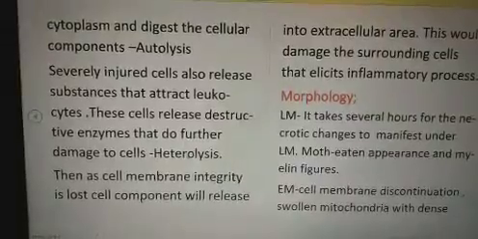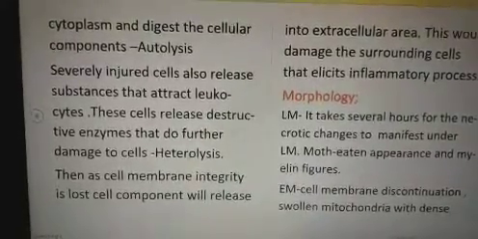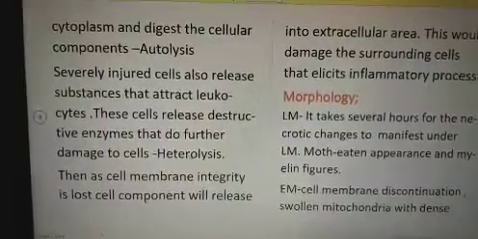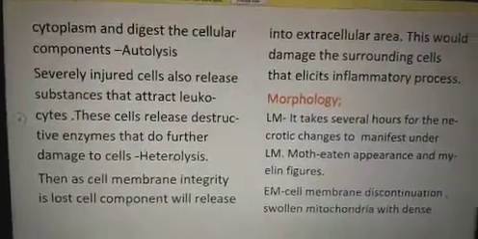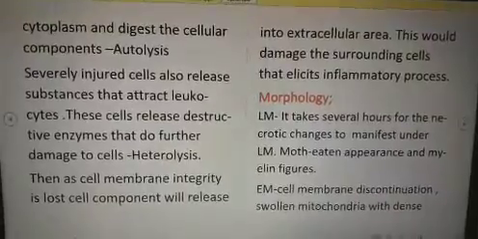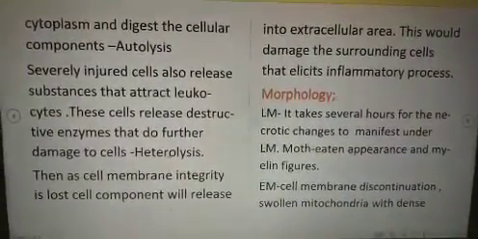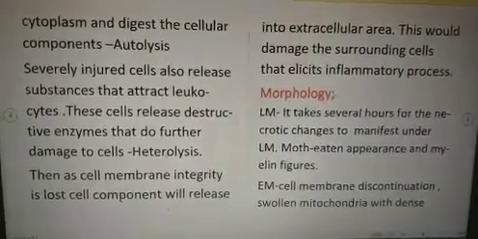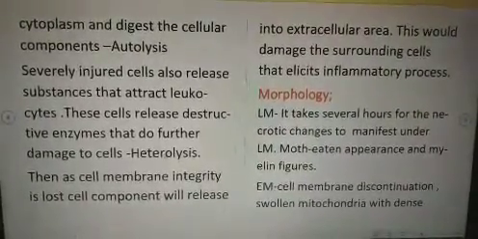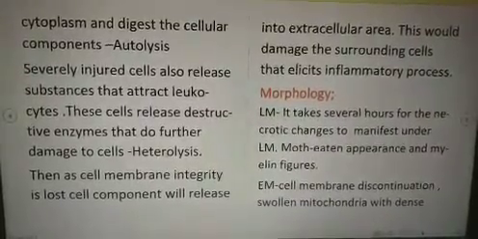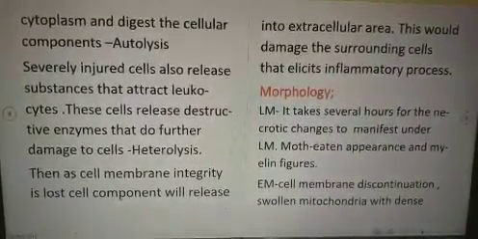Then, when all of these processes are carrying on, cell membrane integrity is finally lost. Now the cell components get released into the extracellular area, and that damages the surrounding cells and elicits inflammation. It's very important that necrosis elicits an inflammatory process, while apoptosis does not.